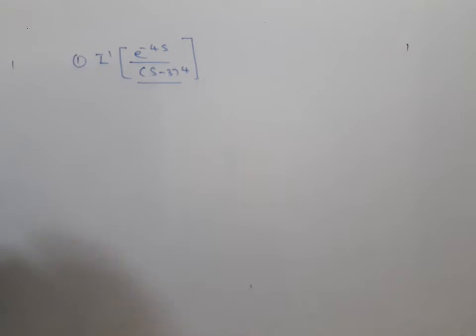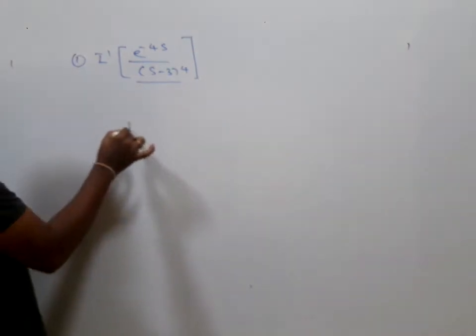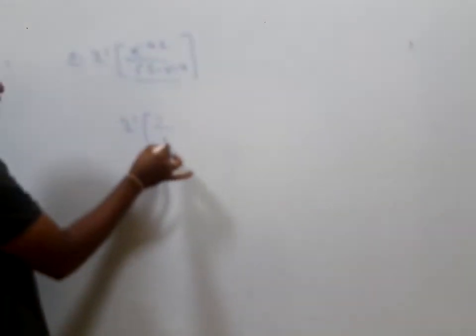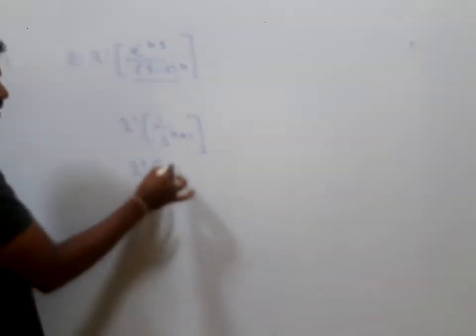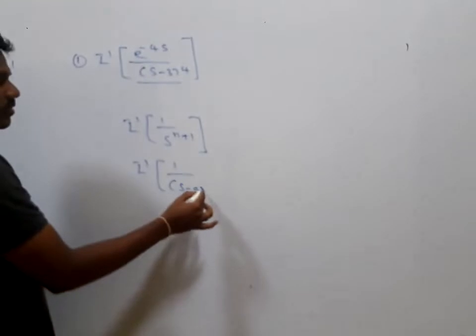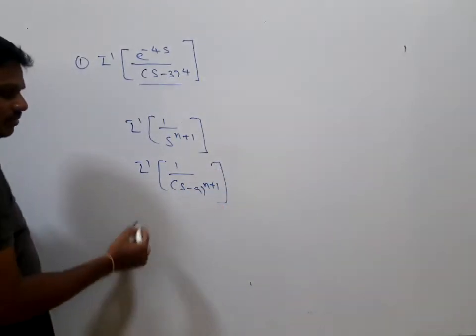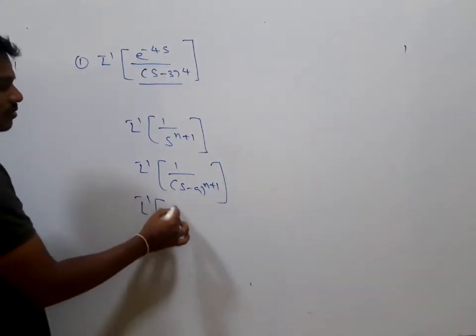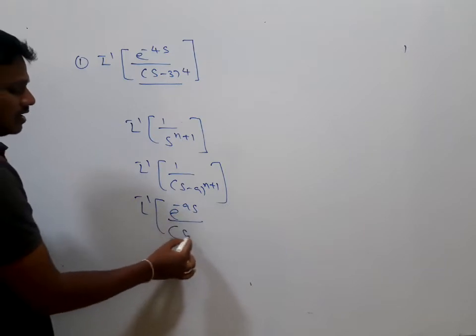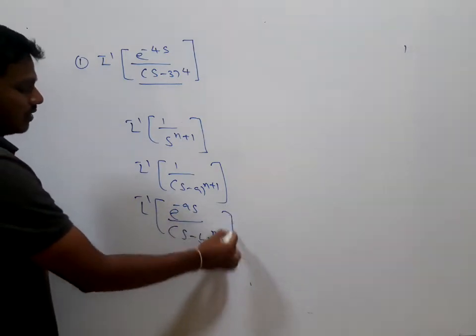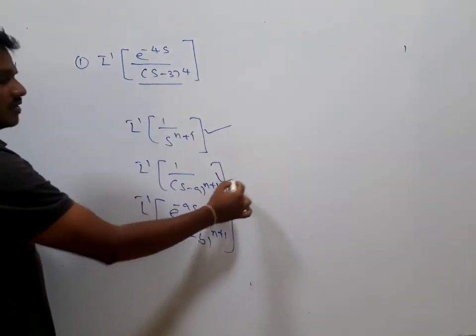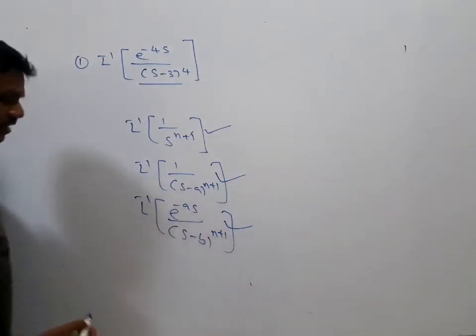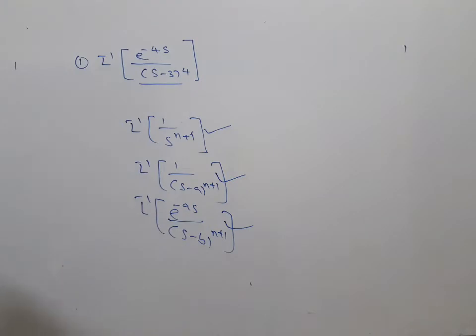That means we recall the formula for L inverse of 1 by s to the power of n plus 1, then L inverse of 1 by s minus a whole to the power of n plus 1 by applying the first shifting theorem, and L inverse of e to the power of minus as divided by s minus b whole to the power of n plus 1. For the first one, the inverse Laplace transform of the elementary function. For the second one, the first shifting theorem. Here it is the second shifting theorem. Right. Listen.